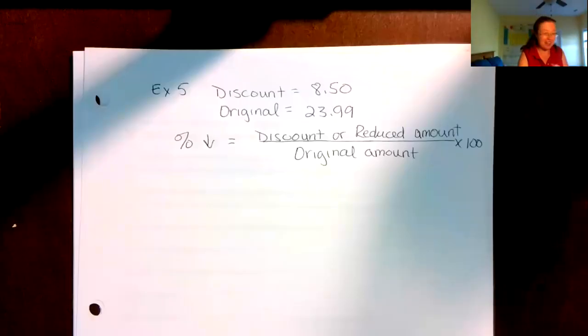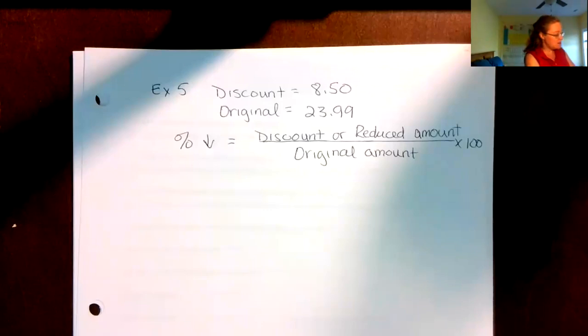Our discounted amount is 8.50, original 23.99. For percent decrease, the formula could be discount over original amount, or reduced amount over original, times 100. If you took the time to figure out that the new price was $8.50 less than the original price, and then you plugged it into new minus old divided by old, you'll still get the same answer. You've just done a whole lot of extra work beyond what you needed to do. Remember, the bottom line is it's the amount of change divided by the original amount. If they're already telling you how much it's changed, you don't have to do all those extra calculations.